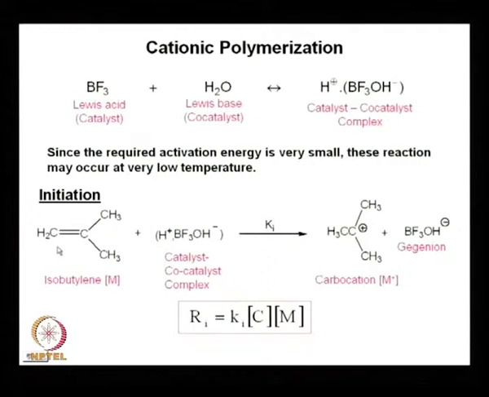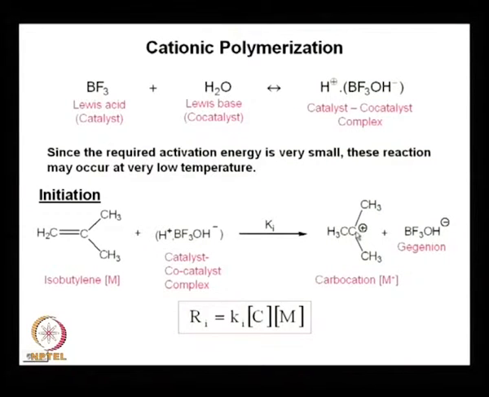Now, look at the initiation step. This is a monomer, isobutylene, having 2 methyl groups on its backbone, and this is the catalyst co-catalyst complex, which initiates this polymerization by donating this proton to this molecule. Donating this proton means here it is H plus, so it becomes minus. So, H plus adds to the CH2 becoming CH3, and this center becomes positive.